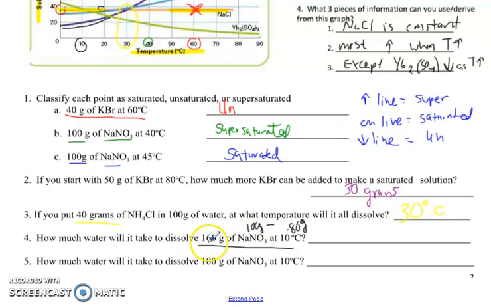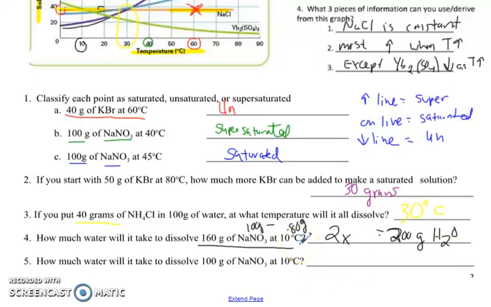So how many grams of water would I need to dissolve 160? You would need 2 times as much. So that would be 200 grams of water. That logic is pretty straightforward. If 100 grams dissolves 80, twice as much would dissolve twice as much.